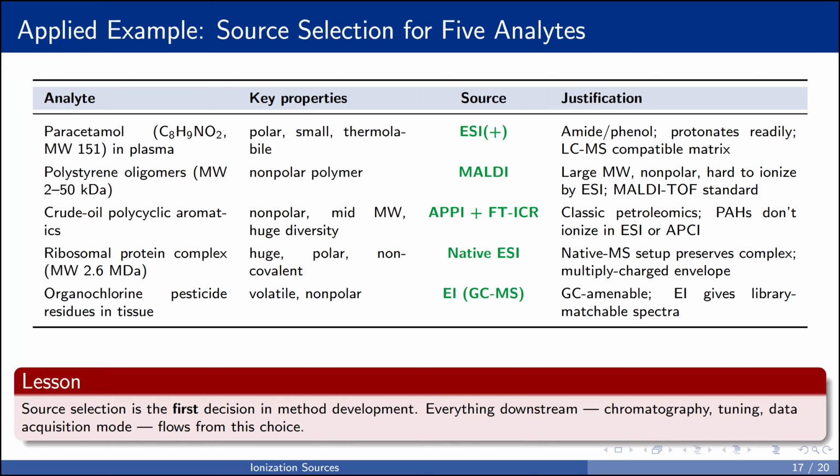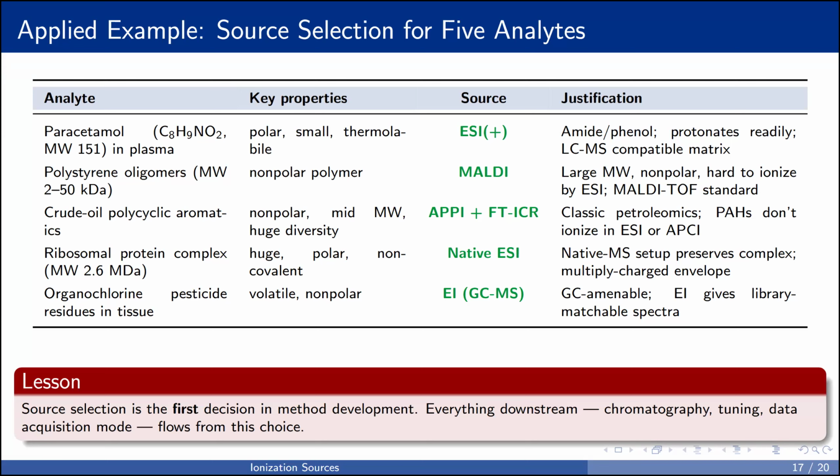Second, polystyrene oligomers with molecular weights from 2 to 50 kilodaltons. Polystyrene is a non-polar polymer, so no ionizable groups, no heteroatoms, just carbon and hydrogen. It's also pretty large. ESI would struggle because polystyrene doesn't protonate. APCI would struggle for similar reasons. MALDI is the answer. Dissolve the polymer in THF with dithranol as the matrix, and MALDI-TOF gives a clean oligomer distribution with each peak separated by the monomer unit. This is the standard polymer characterization method.